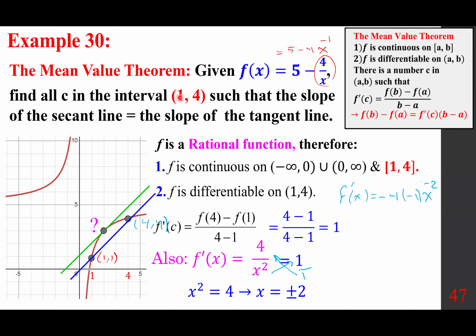However, in the interval of 1 to 4, it's only 2. So why 2 only? Because in the given interval, it's 2. Negative 2 works out the same way. At negative 2, we have another tangent line parallel to that, but we just want it in the interval of 1 to 4. I hope everybody's clear on that. So in other words, there is one more.